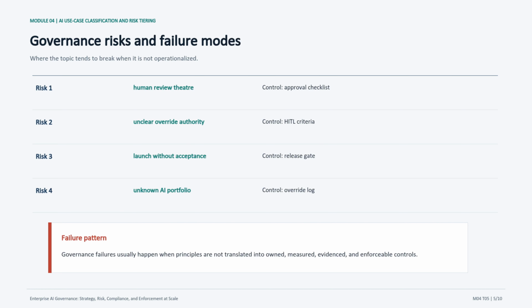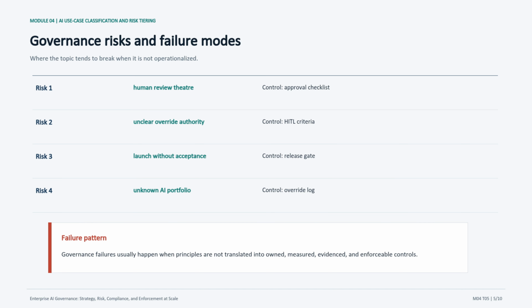This is where the discussion becomes more concrete. I would tell the class every governance topic has failure modes, and our job is to name them before the system is already in production. The risks listed here are tied to controls because a risk without an owner or control is just an observation. For this topic, the control pattern includes approval checklist, HITL criteria, and release gate.